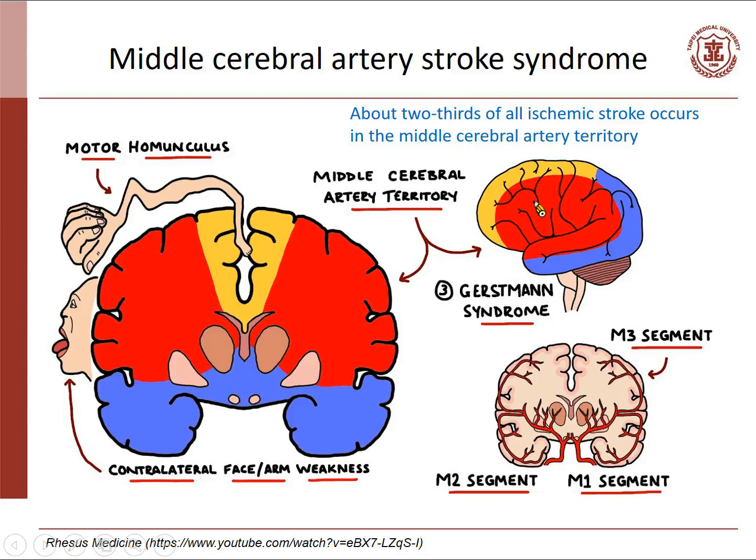So that's the point. And also, there's a speech area supplied by the middle cerebral artery. There's Broca area for the motor aphasia and the Wernicke area for the sensory aphasia. So if the patient has a speech problem, you should notice the patient may have a middle cerebral artery stroke.